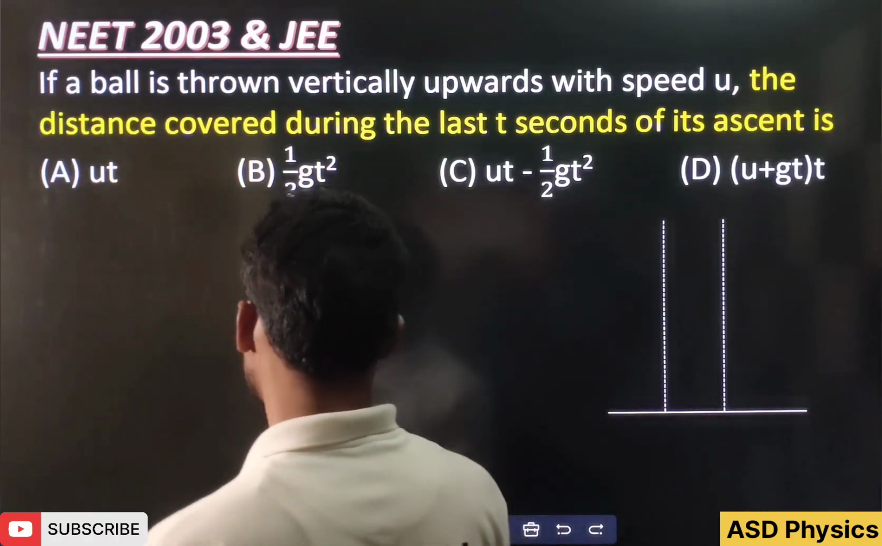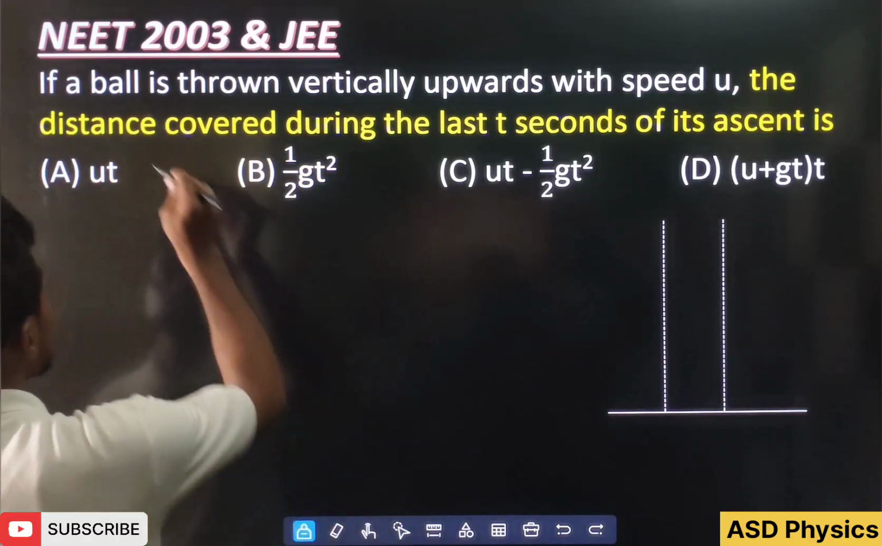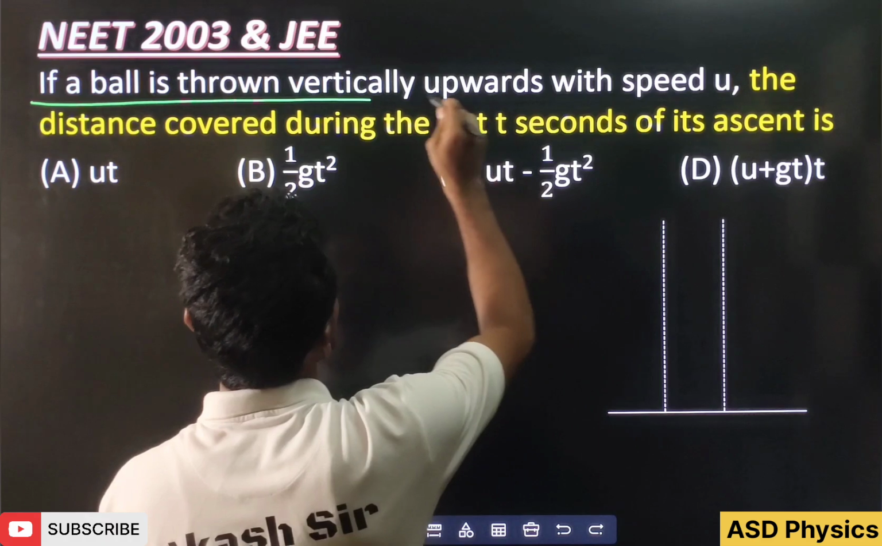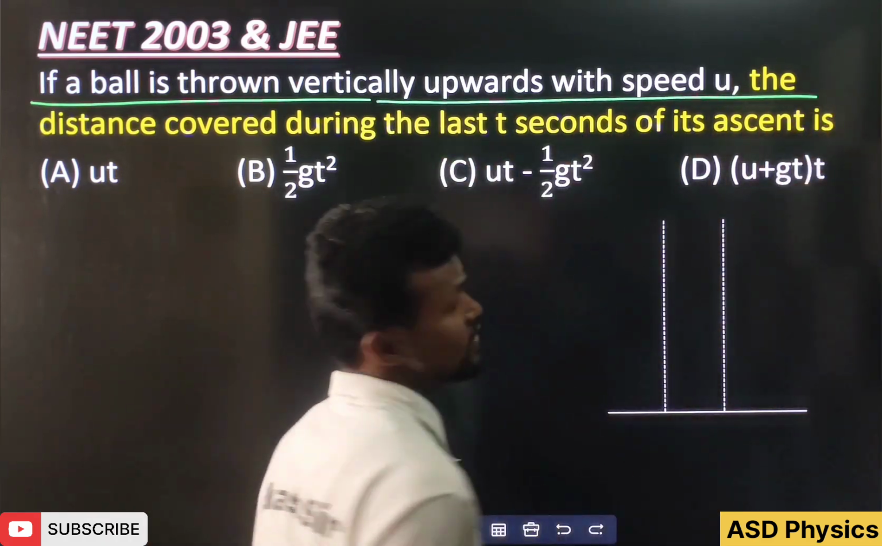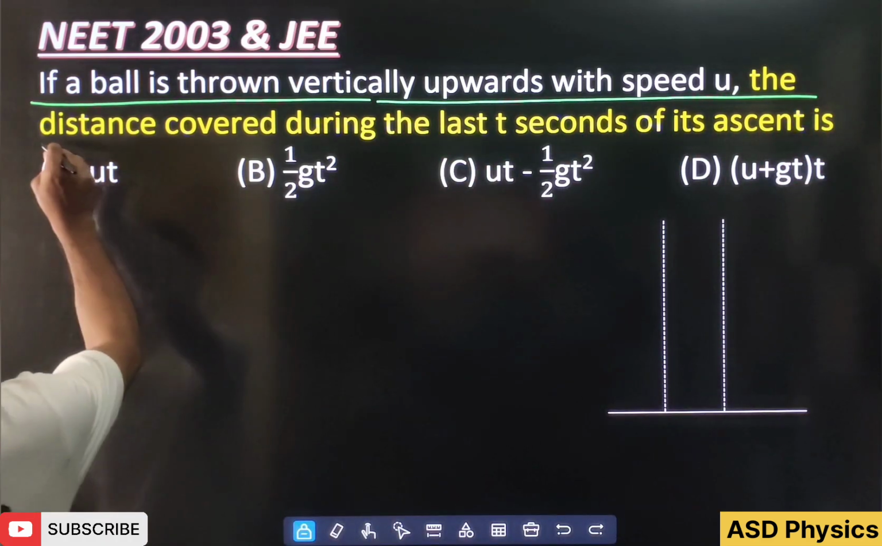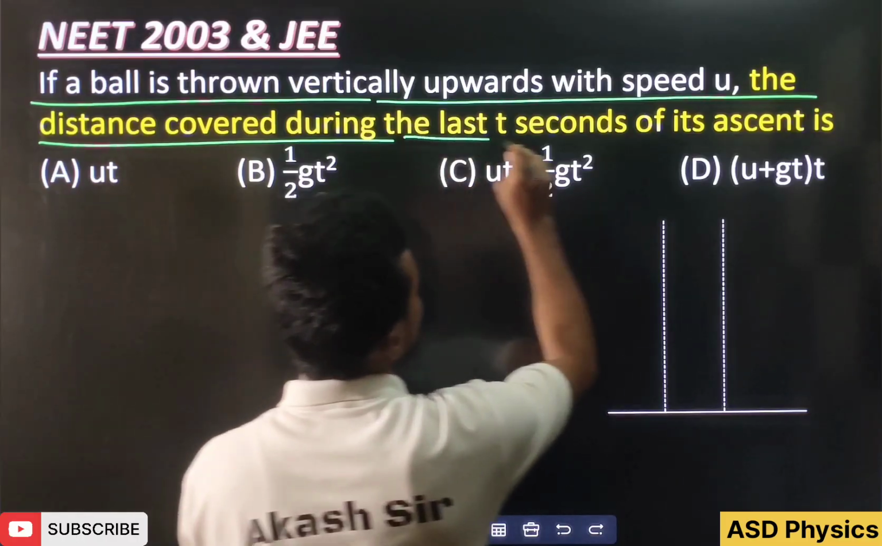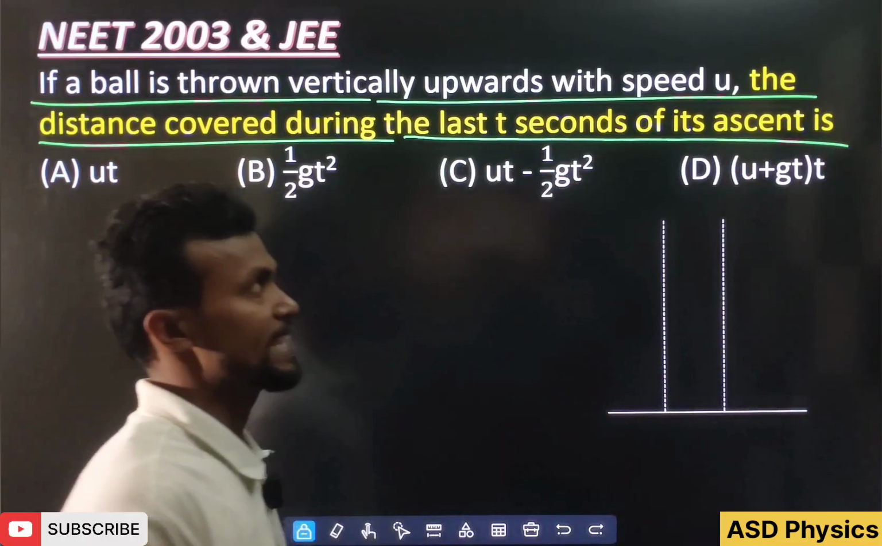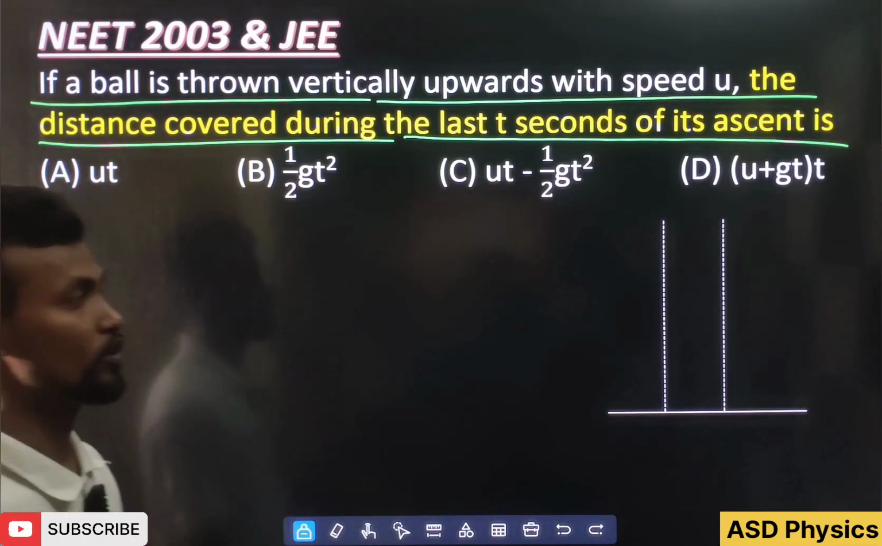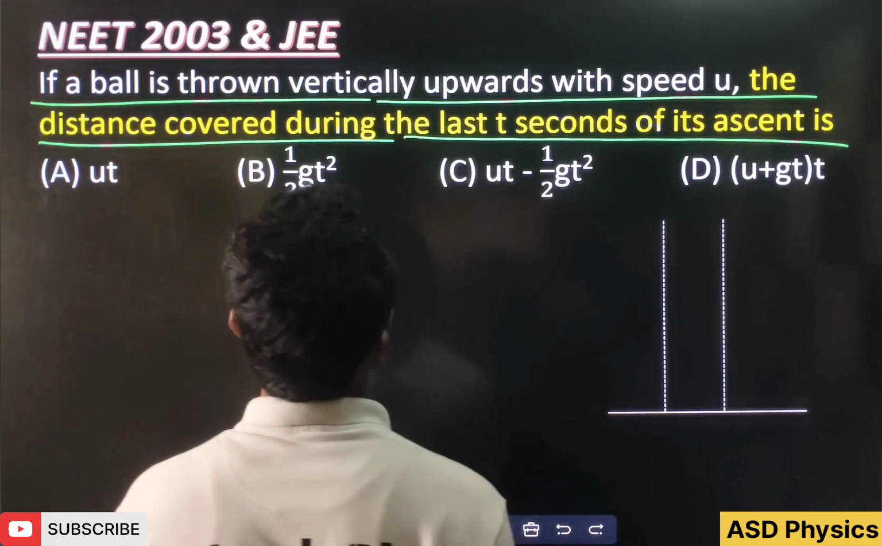Now students, let's see this question. Somewhat of a conceptual question. The question is, if a ball is thrown vertically upwards with the speed u, the distance covered during the last t second of its ascent is. Very, very important.